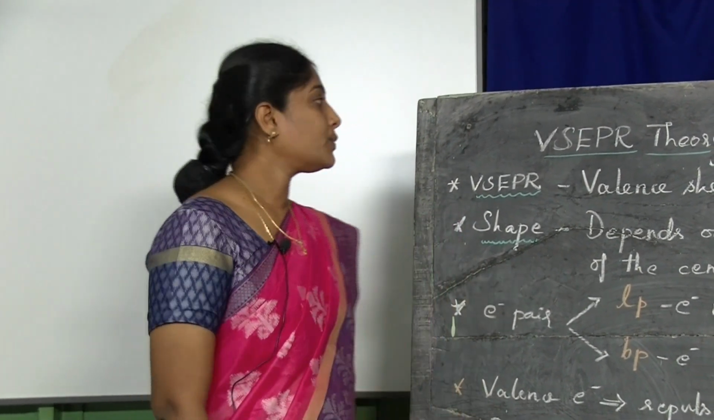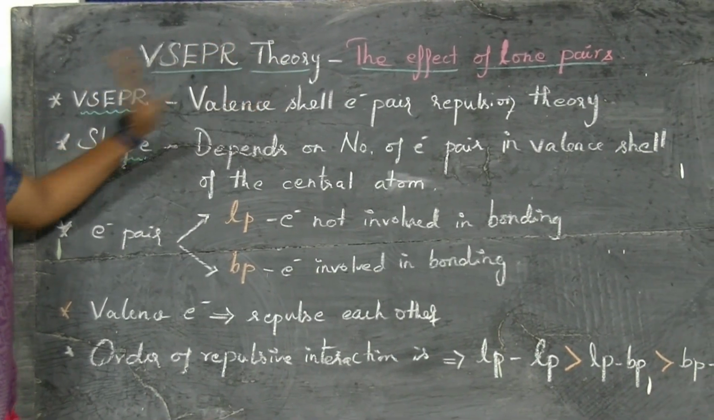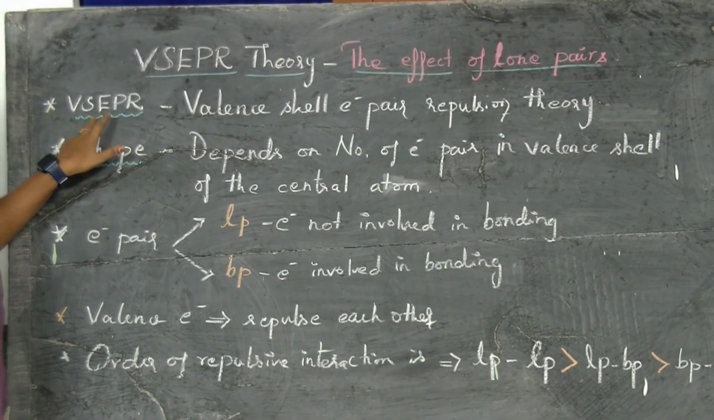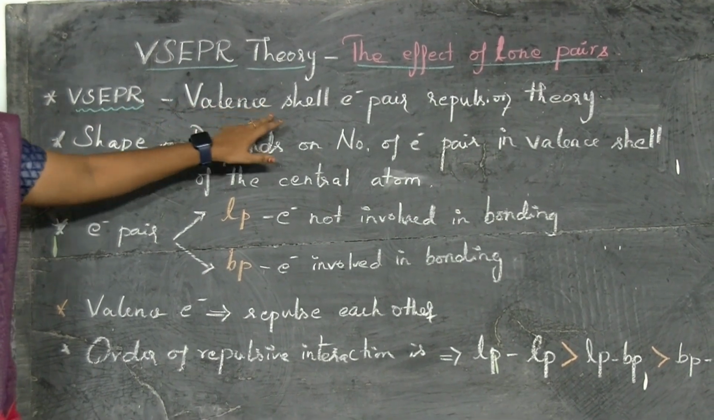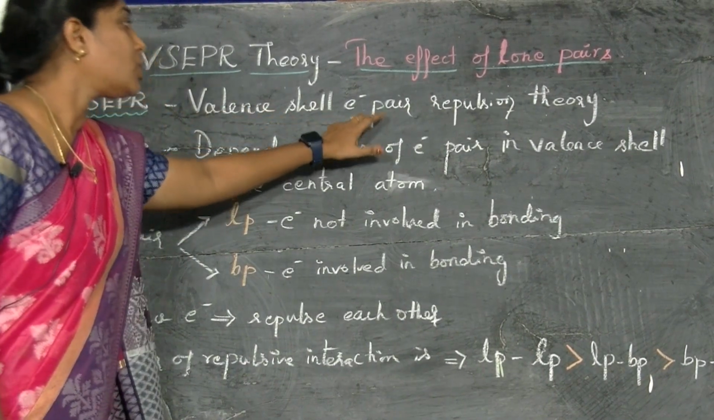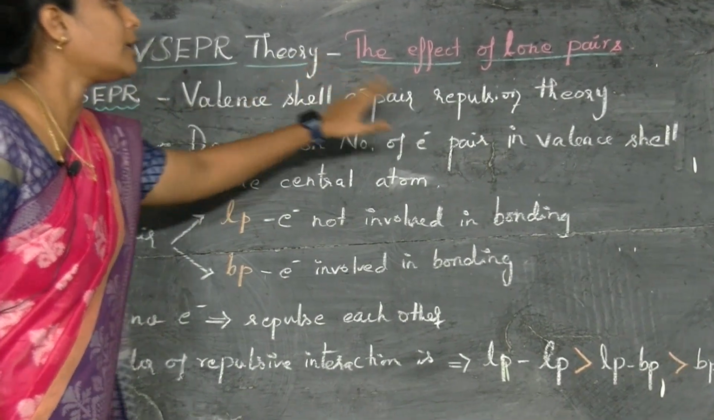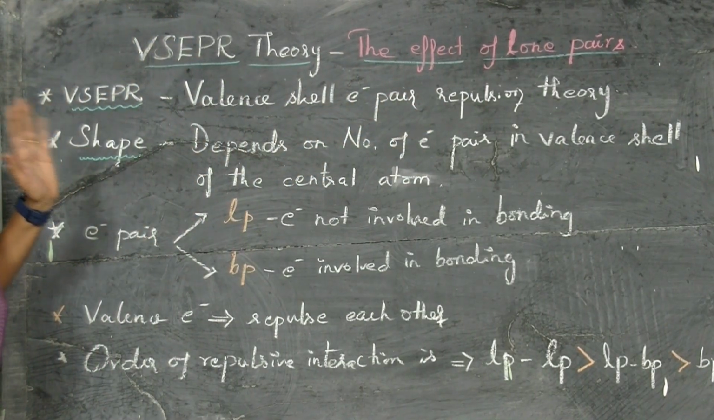Students, today we are going to see about VSEPR Theory, The Effect of Lone Pairs. This is our today's topic. So, what is VSEPR Theory? It is nothing but valence-shell electron pair repulsion theory. The electron pairs which are present in the valence shell undergo repulsion. So, due to that, what happens? That is the topic today.